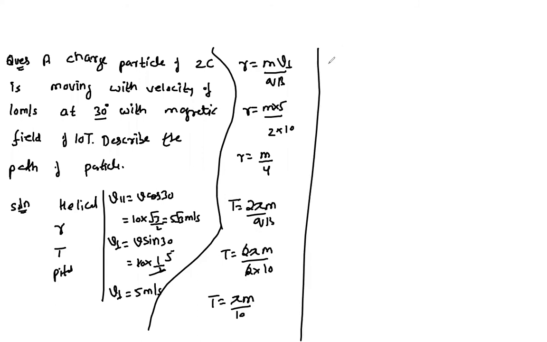After time period, you can calculate pitch, which is nothing but the product of V parallel into time period. So your V parallel is 5 root 3 into pi m by 10. So you can write your pitch as 5 root 3 pi m by 10. I'm cancelling this 5 and 10. So it basically comes out to be pi root 3 m by 2.